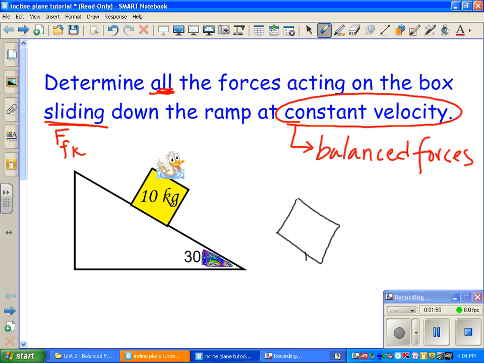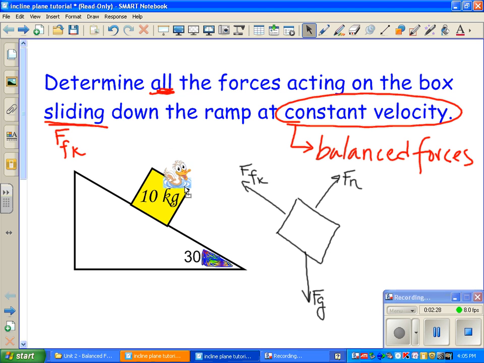Gravity, last I checked, always pulls me down. Never had gravity help me up yet. Then I've got a normal force because right here, pushing up, ducky's pushing up on it. We got to have a normal force. It's going to be perpendicular to the surface. All right. Then, as we're sliding down the hill, friction has to work against us. And so that's kinetic. All right. So that's my force diagram.